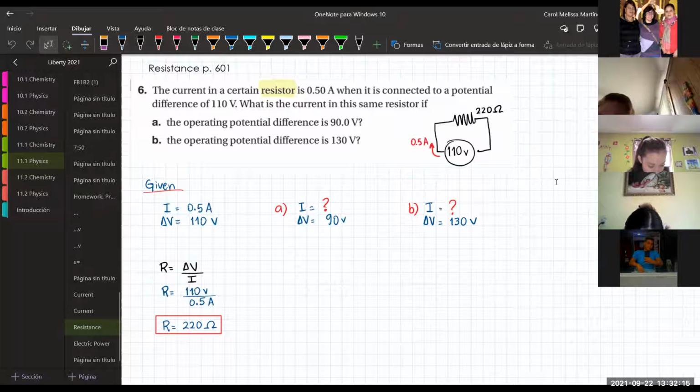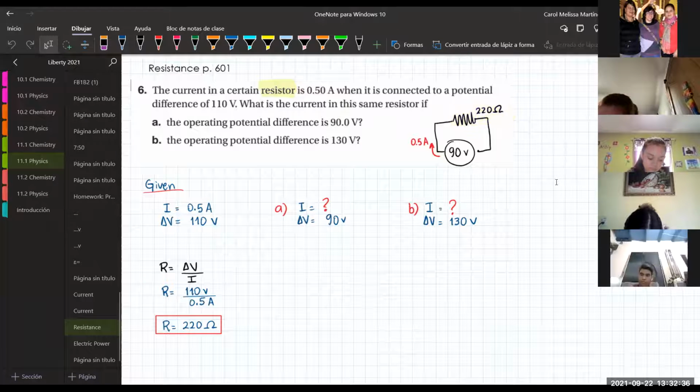Now, in part A, I'm changing the source of potential difference. It is not 110 anymore. Now it's just 90 volts. If I change my voltage, I'm not changing my resistance. My resistor is going to remain the same. What is going to change is the current. So I'm going to calculate the new current.